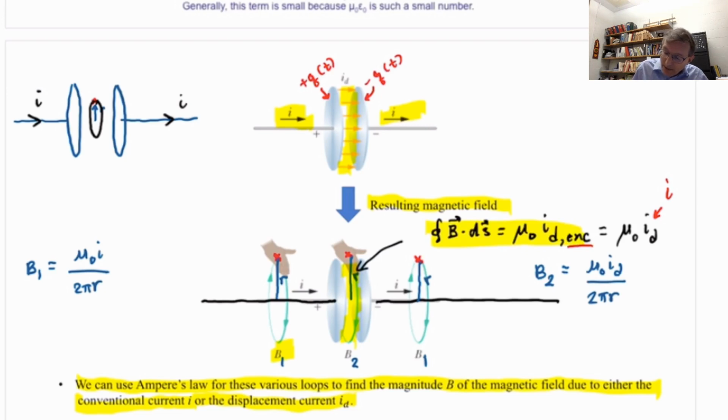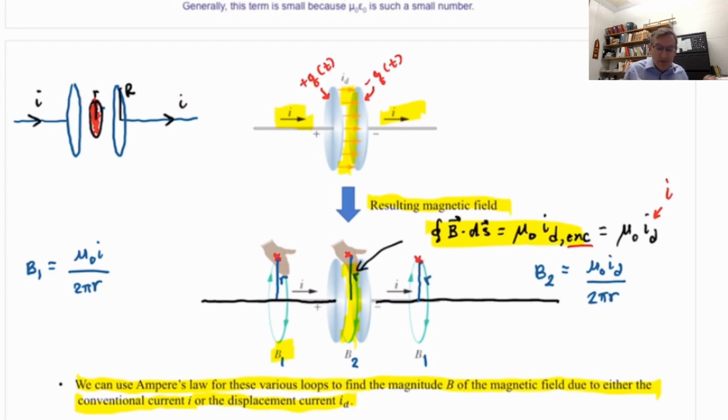Right? Only the displacement current that pierces that area, which will be some fraction of the total displacement current. And you can figure out that fraction if I tell you the radius little r of the loop as well as the radius big R of the plates. I'll let you think about that a little bit, okay?